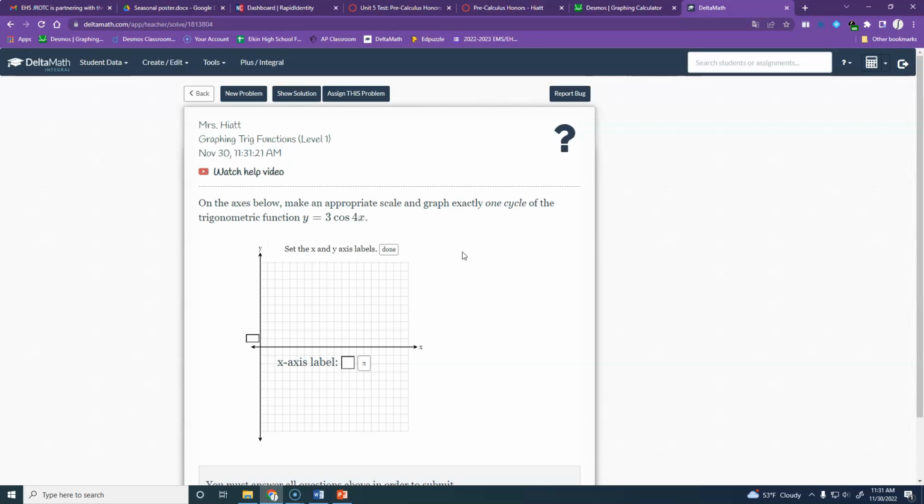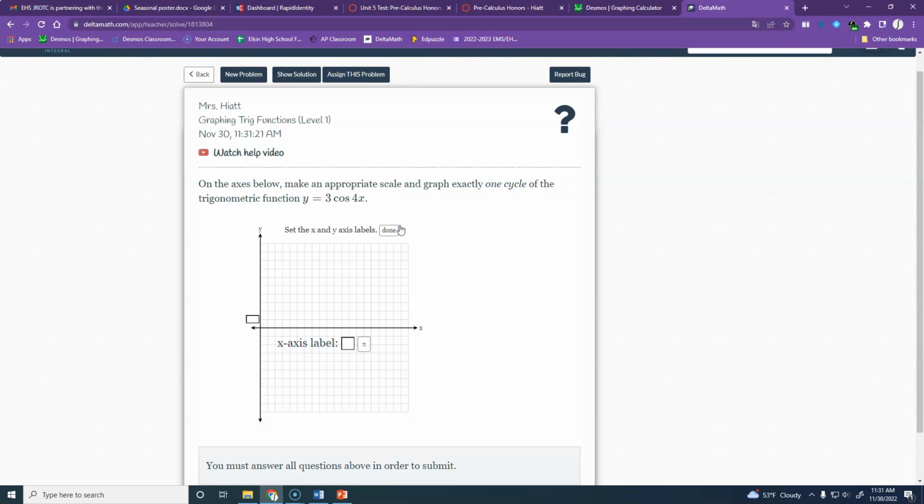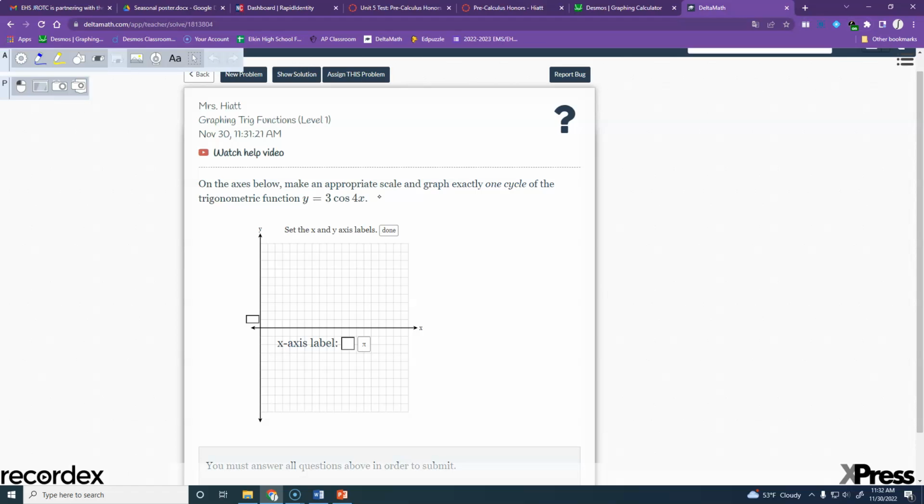Let me show you this real quick as you pack up. For these problems that you get here, for this graph, it's going to ask you to graph 3 cosine of 4x. So our amplitude for this one would be 3. What would the period be? It's going to be pi over 2, all right, because we do 2 pi divided by that 4, so we'd get pi over 2.